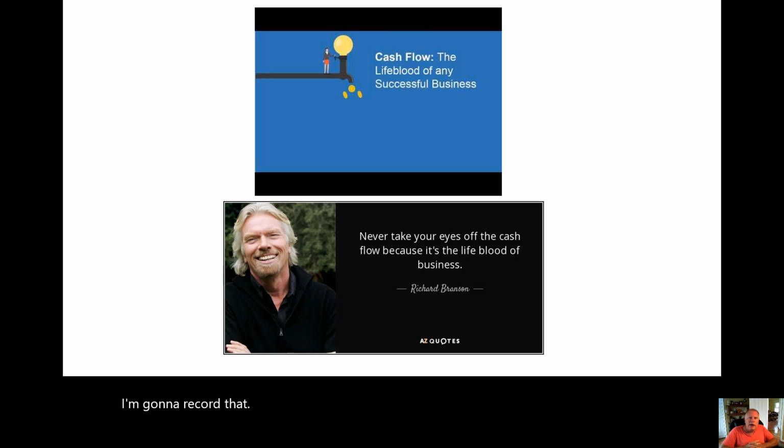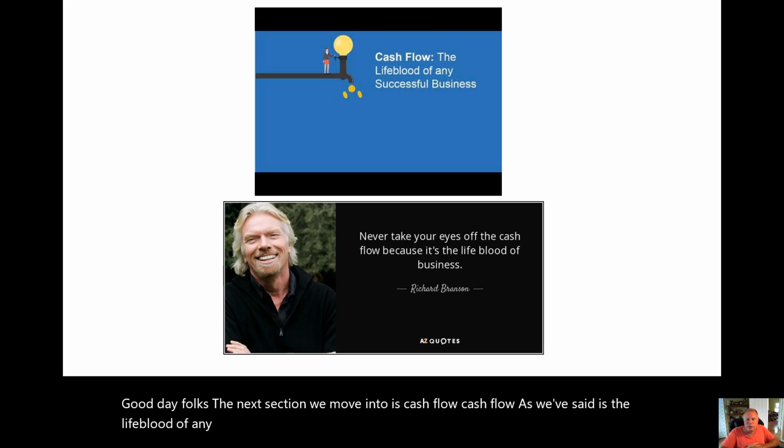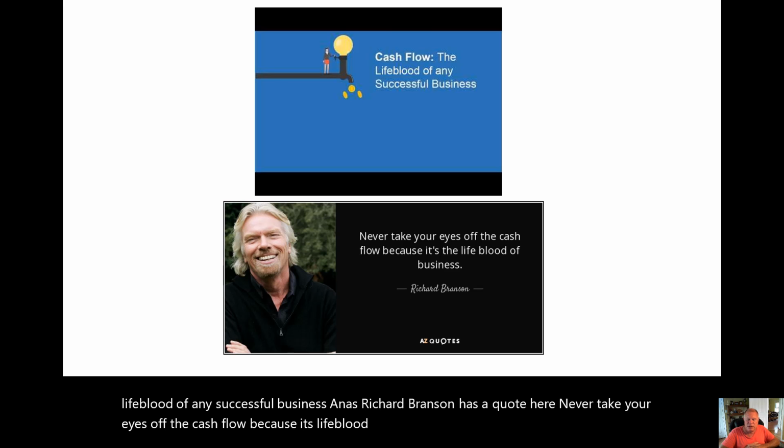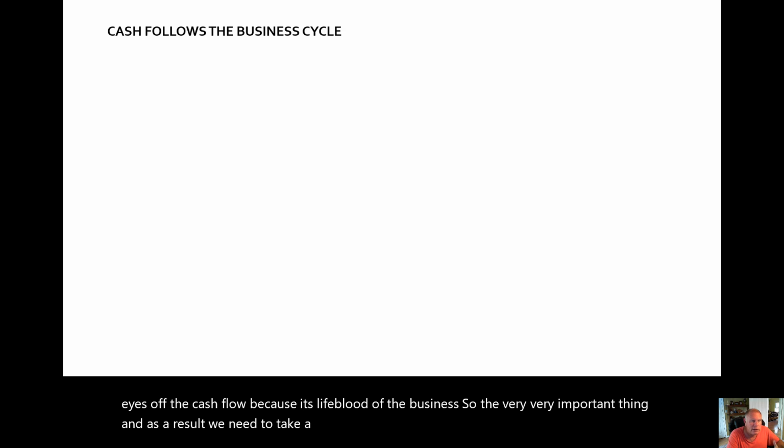Good day, folks. The next section we move into is cash flow. Cash flow, as we've said, is the lifeblood of any successful business. And as Richard Branson has a quote here, never take your eyes off the cash flow because it's the lifeblood of the business. So it's a very, very important thing, and as a result, we need to take a look at it.